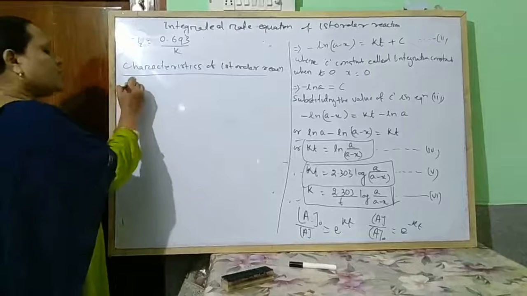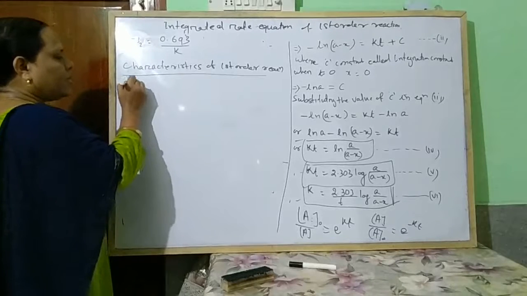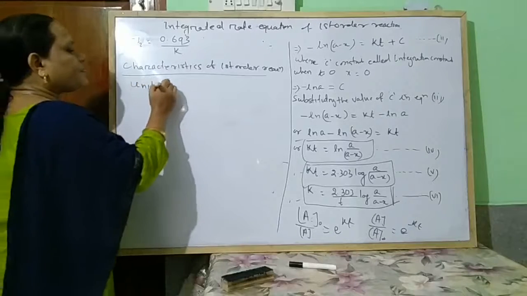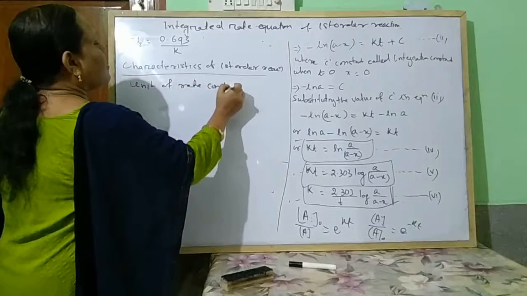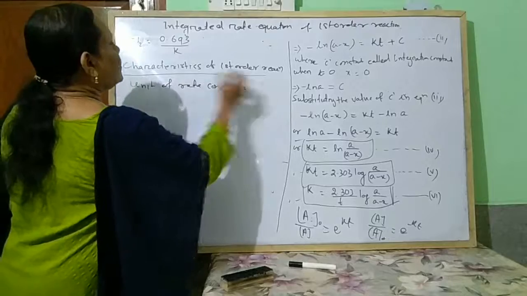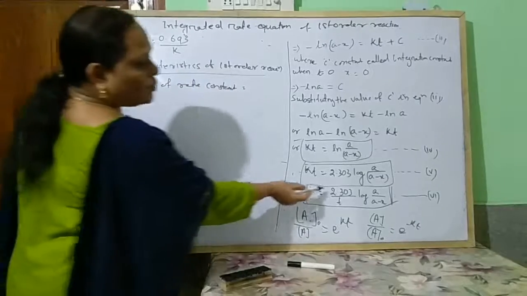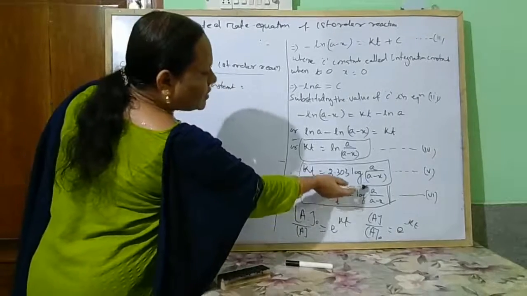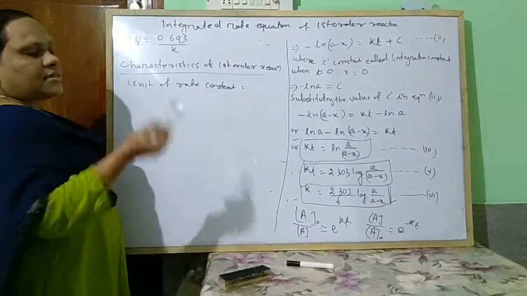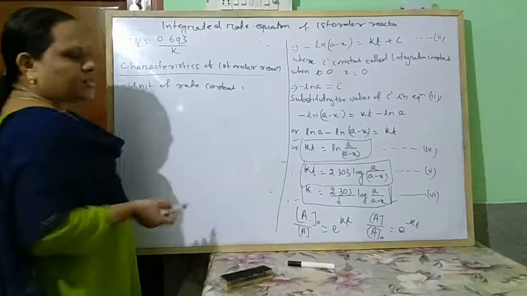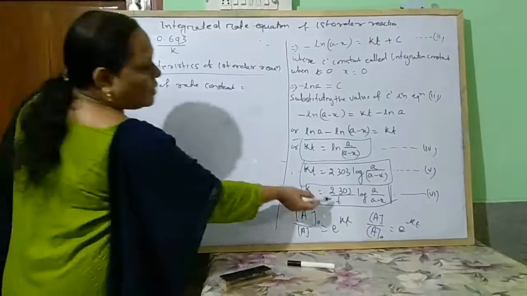And what is the unit of rate constant? Look here, k equals 2.303 by t log a by (a minus x). This is one concentration unit, and this is one concentration unit. So it is the division of concentration units in this way, and time is here.